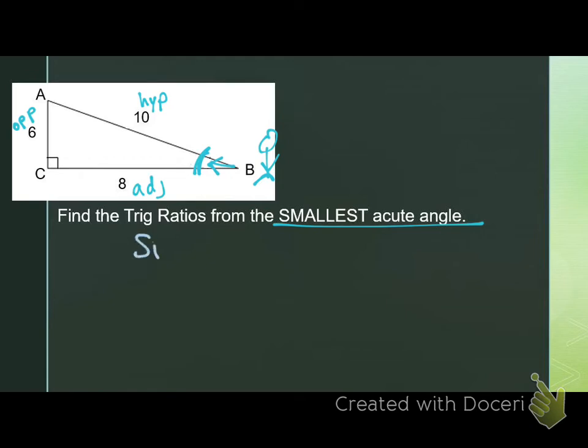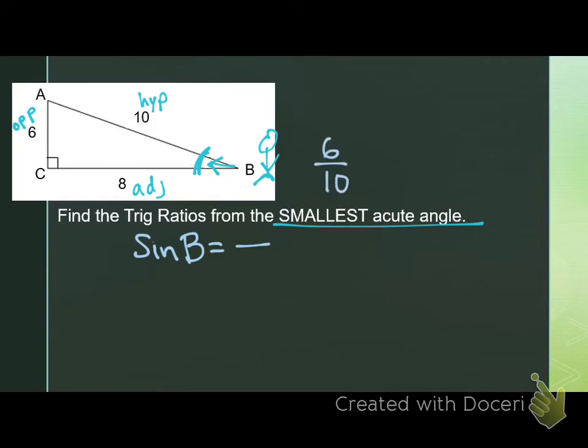So you're going to write SIN. From what angle are we looking into this triangle? B. You have to put what angle you're looking into the triangle or you're not actually solving for anything. And you'll see it more with your calculator tomorrow. Sine from angle B equals your opposite side over your hypotenuse. So what's my opposite side? 6 over my hypotenuse, which is 10.